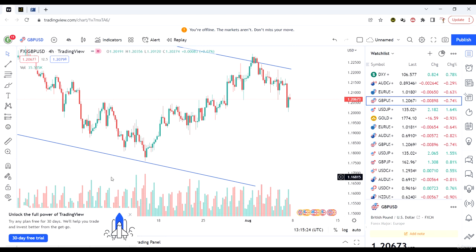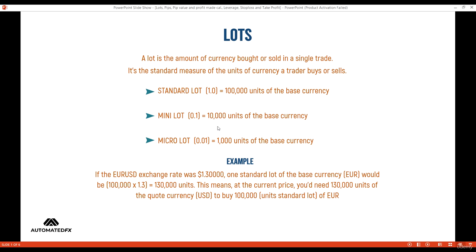When you're entering a trade with a standard lot size, you're going to be buying 100,000 units of the base currency, GBP in this case. Some of you might be surprised and say, 100,000 units, that's so much. You might not have that much money to enter or facilitate that trade.